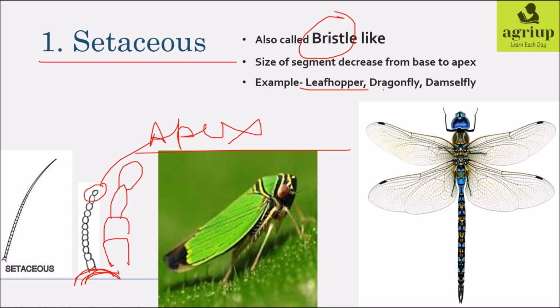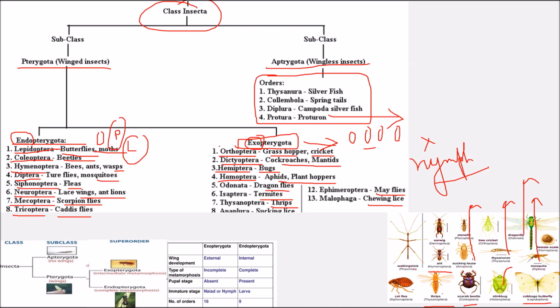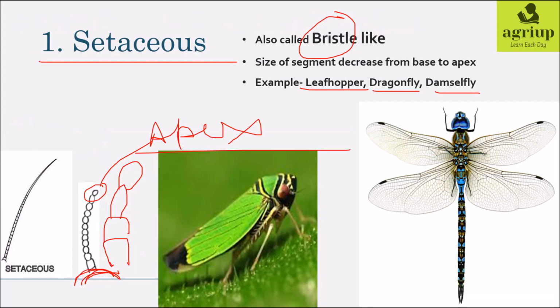Example is a leafhopper, example is a dragonfly, example is a damselfly. So now when we are relating it back, dragonfly is an Odonata. This way you can relate it to the coming examples. Okay, Setaceous examples are a leafhopper, dragonfly, and a damselfly.